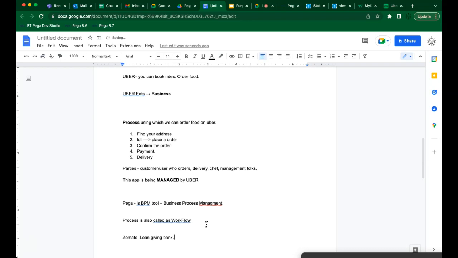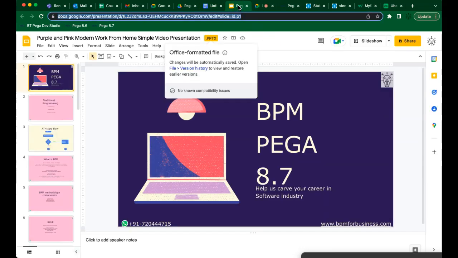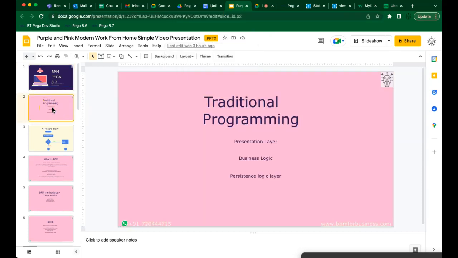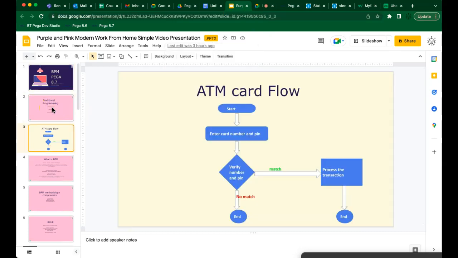They just don't directly give you the money. First, they'll do an assessment. There are so many steps involved, one by one, so many processes. Once you follow that, the end goal is the loan. We'll see that. I'm just trying to help you understand, taking you into the realm of what is a process and what is a workflow. Anything can be broken down into a process or a workflow. Let us see our presentation. We saw the traditional programming workflow. So this is also a workflow, right?